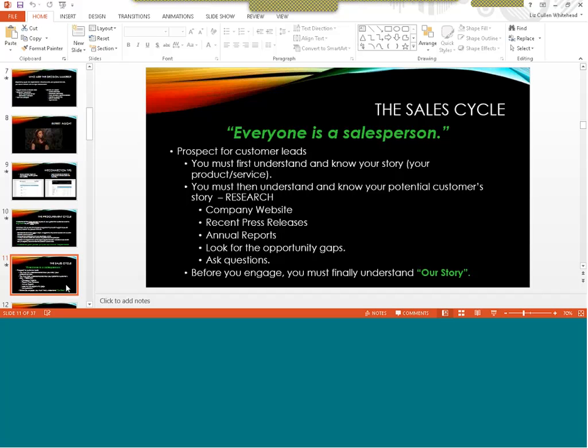Before you engage with them, you have to understand your story. Your story is how your company differentiates itself and can provide value to the company that you are looking to provide a product or service for. Even if you're providing something very straightforward, you provide pencils and Walmart buys pencils, there's got to be a reason they're going to switch from their current supplier to you.